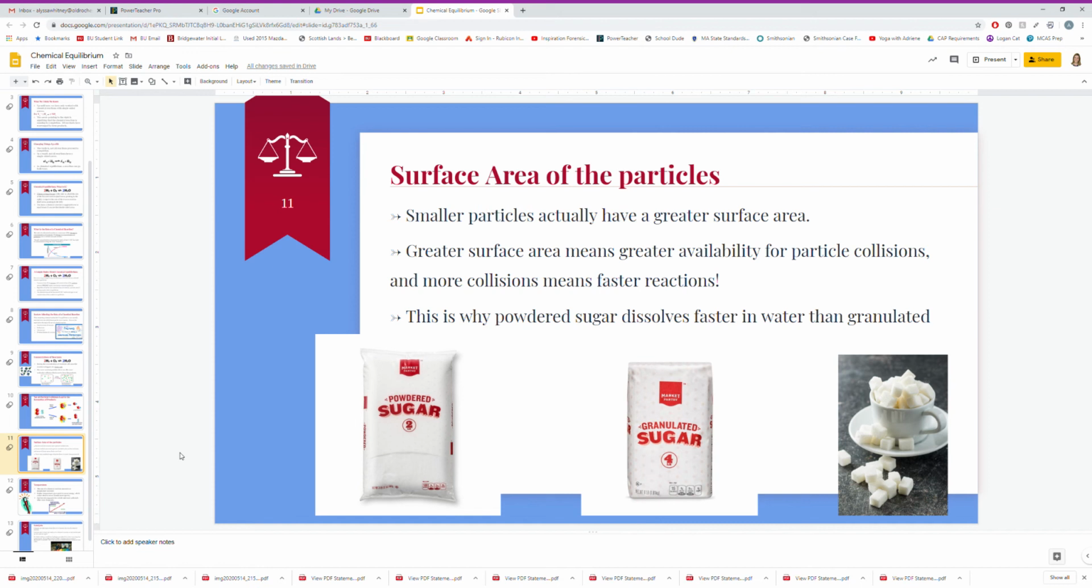And so this is why powdered sugar, which has a greater surface area than granulated sugar, would dissolve faster in water than granulated sugar would. And both of these are going to dissolve faster in water than a sugar cube, which actually has the smallest surface area compared to interior volume. And so this guy is going to react the fastest.